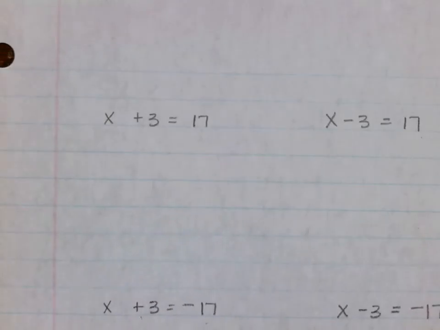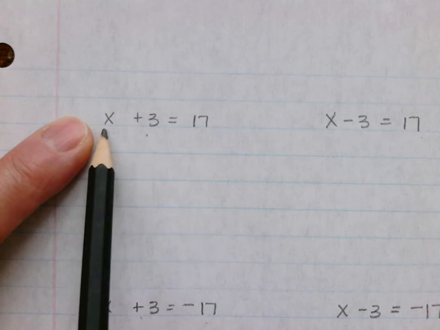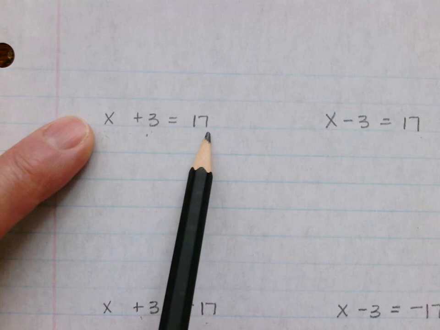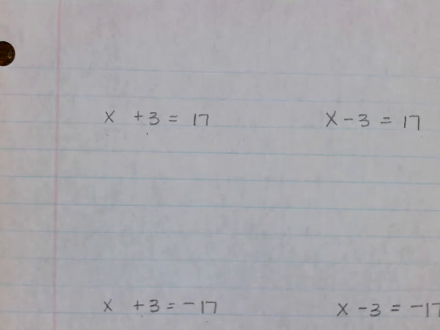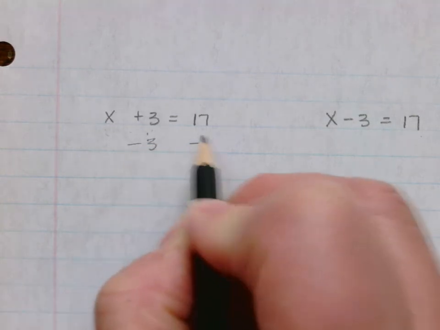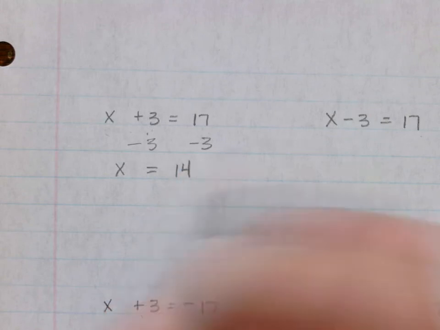Take a look at this first equation. I'm taking x and I'm adding 3 to it. So there's some number x that when I add 3, I get 17. And again, many of us may intuitively see that that should be 14 because 14 plus 3 is equal to 17. But if I don't see that intuitively, I can always use the inverse operation and subtract 3 from both sides and get x equals 14.